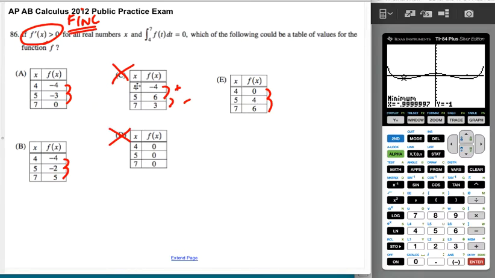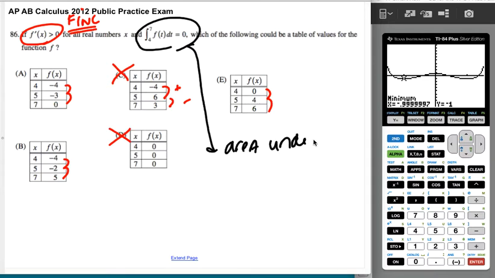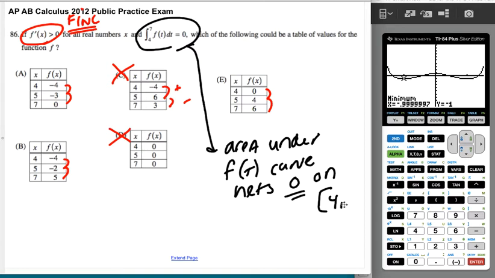So right away, I can cross off 2 answers. The next piece of information is tricky. So I know it's 3 possible answers. It's answer A, answer E, or answer B. This piece of information is tricky because what this says is the area under the f of t curve nets 0 on the window from 4 to 7.